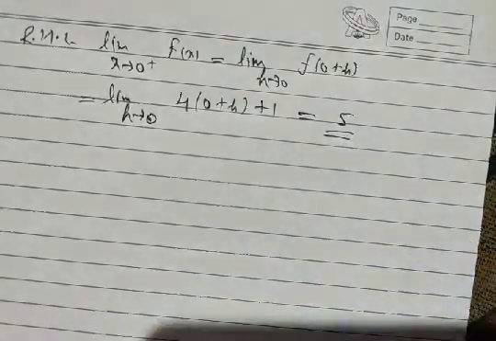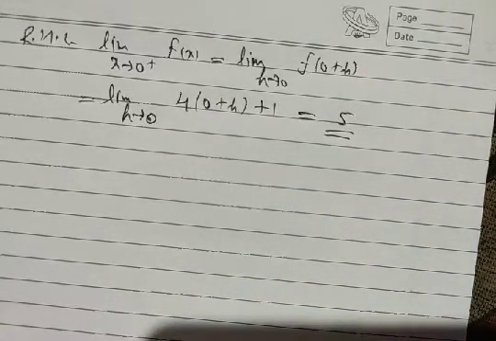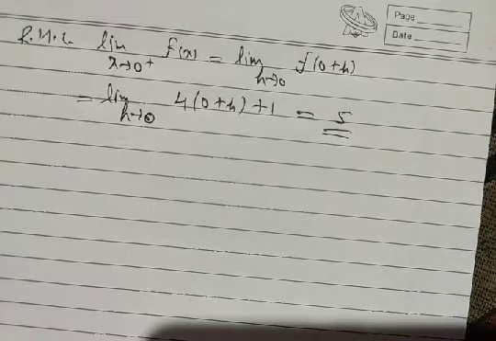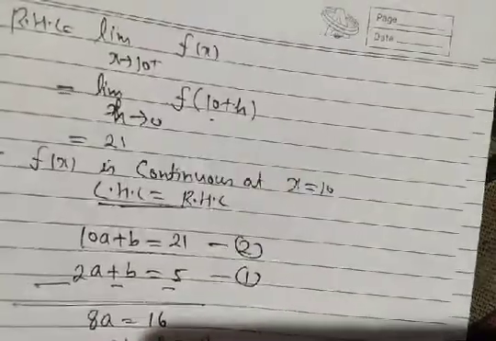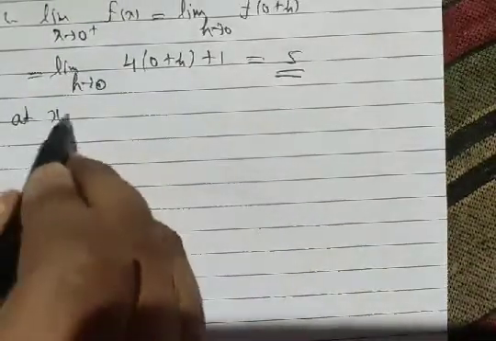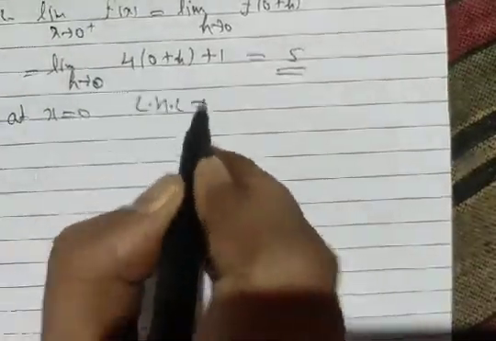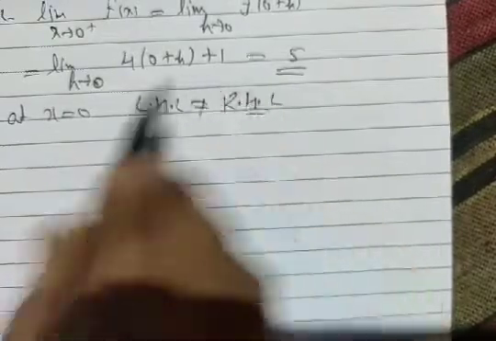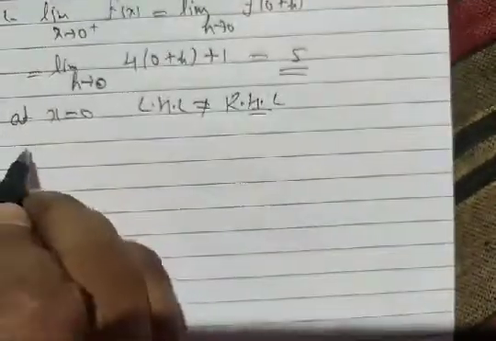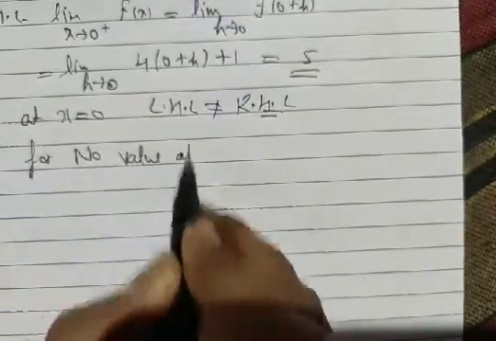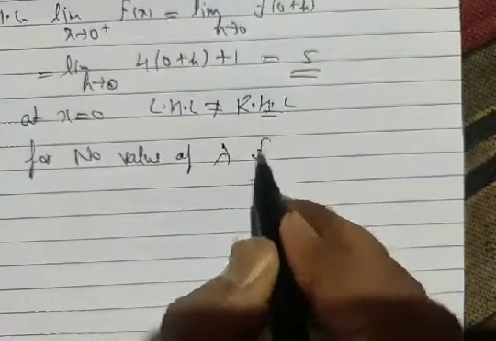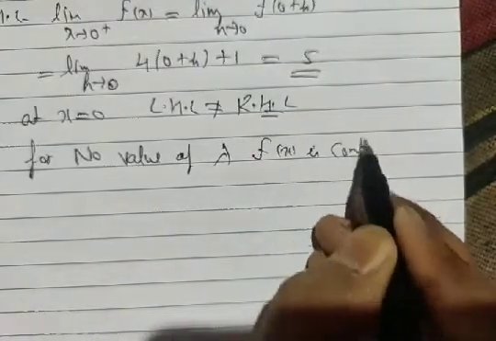Now we are given that this function is continuous at x equal to 0, but we see that our right hand limit is 5 and our left hand limit is 0. Since at x equal to 0 the left hand limit is not equal to the right hand limit, what will be our answer? For no value of lambda is f(x) continuous.